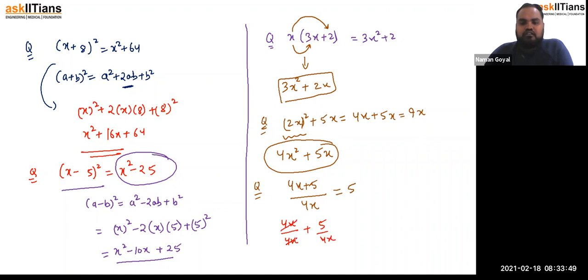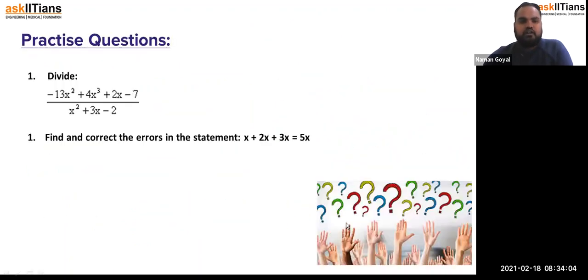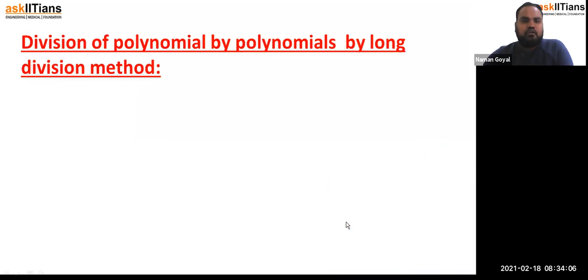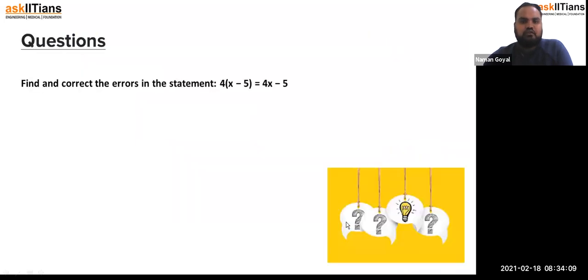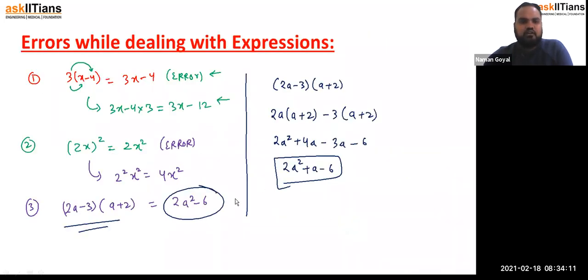Now they will cancel out each other by one time. So how much did we get? It is 1 plus 5 upon 4x. Okay, so somebody wrote it as 5 only. Okay, so we can find the error, right? We can find the error easily, right? Okay, now next is, we learned about this method, errors while dealing with expressions.